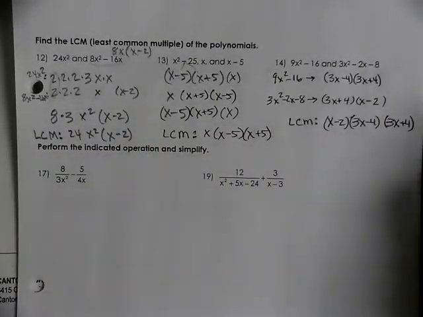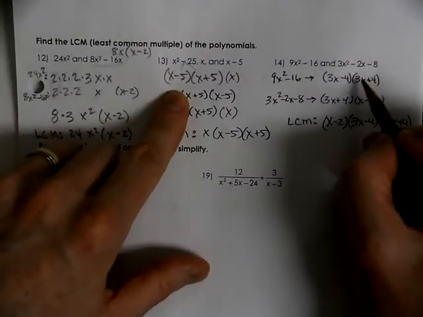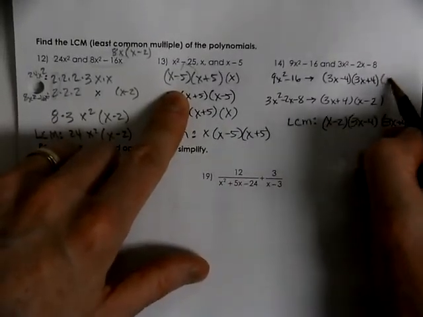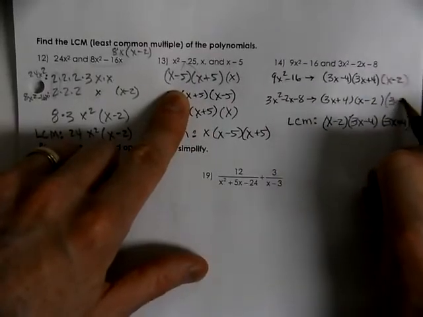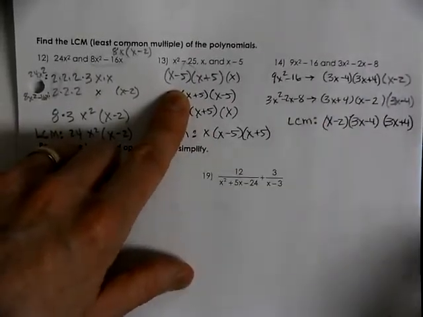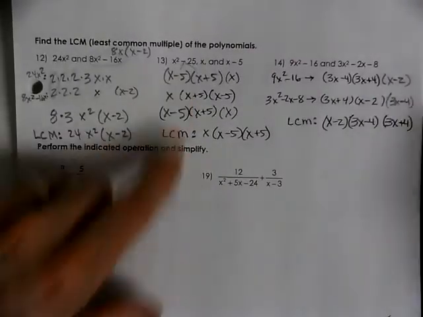Now, if you want to go through there like I did in the previous one and say this one is missing the x minus 2, this one is missing the 3x minus 4, I think that helps. I think that helps you keep it organized.